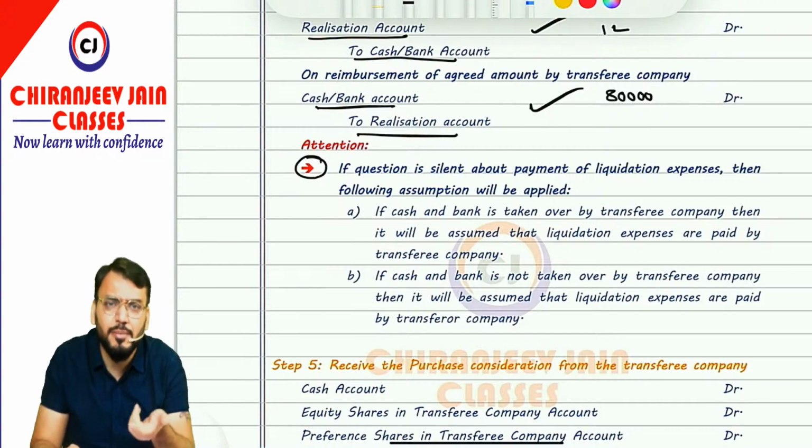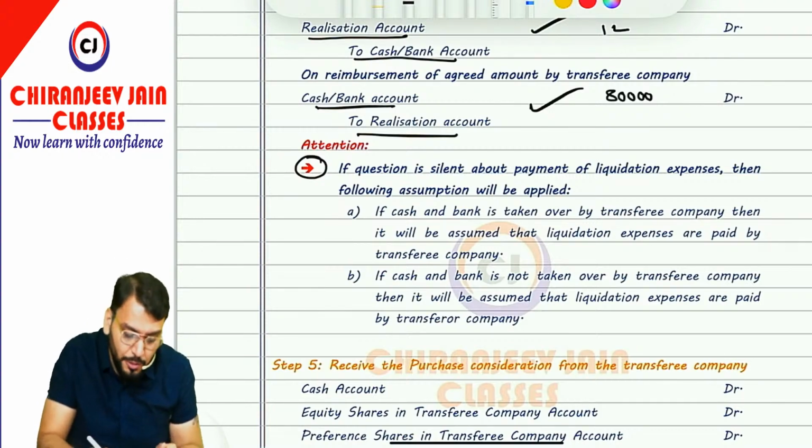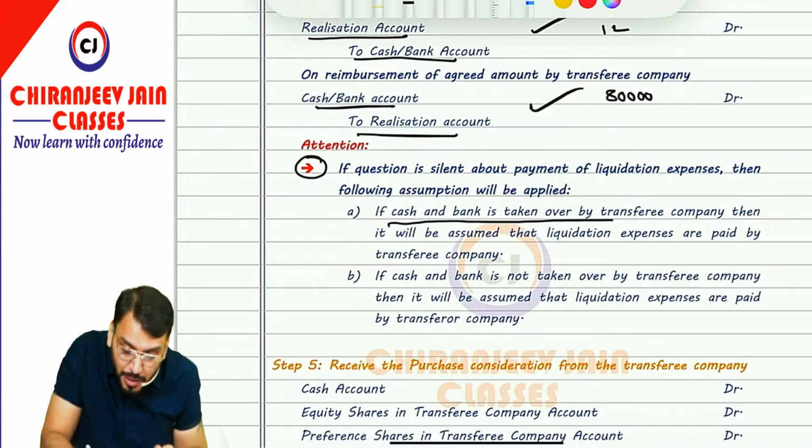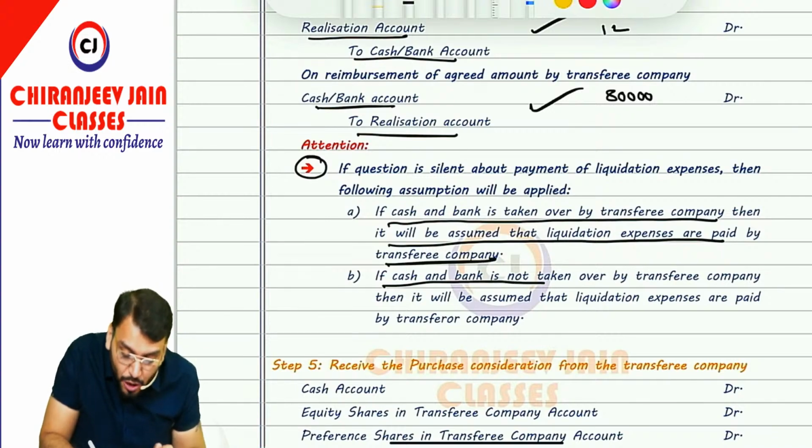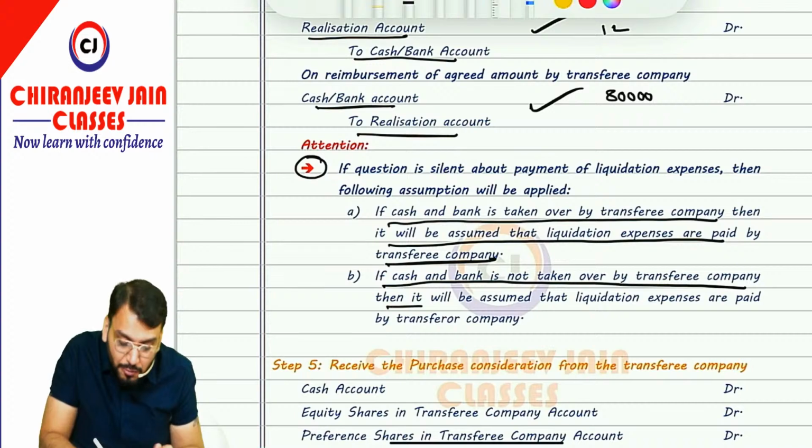So this is the general assumption we are supposed to take from the exam point of view. If the cash and bank is taken over by the transferee company, then it will be assumed that liquidation expenses are paid by the transferee company. If the cash and bank is not taken over by the transferee company, then it will be assumed that liquidation expenses are paid by the transferor company.